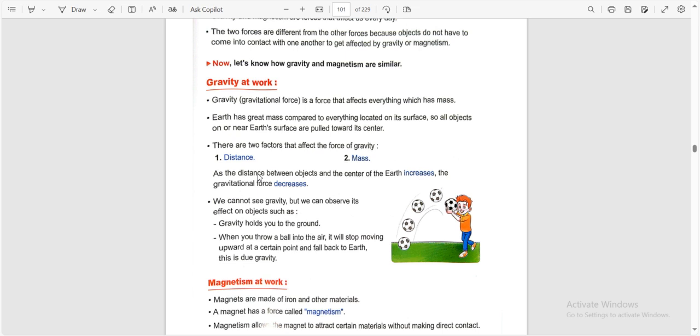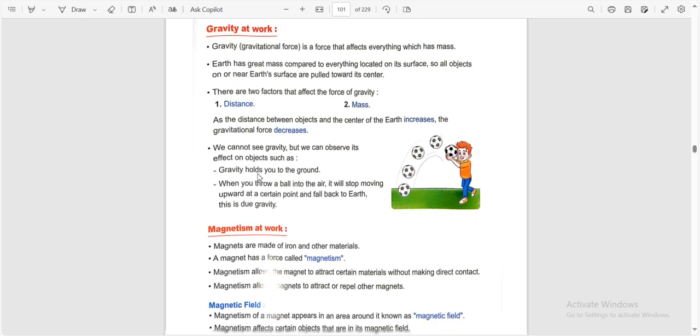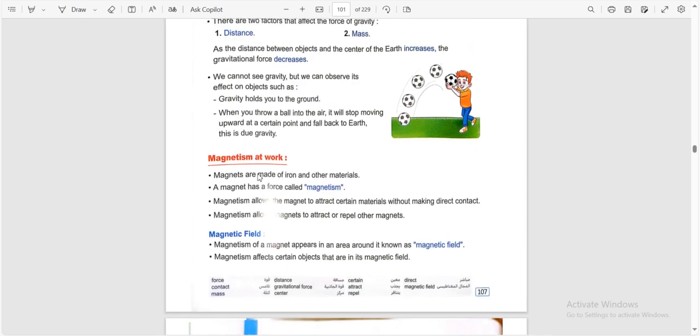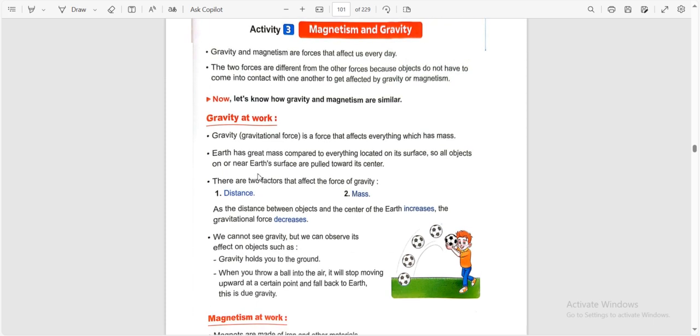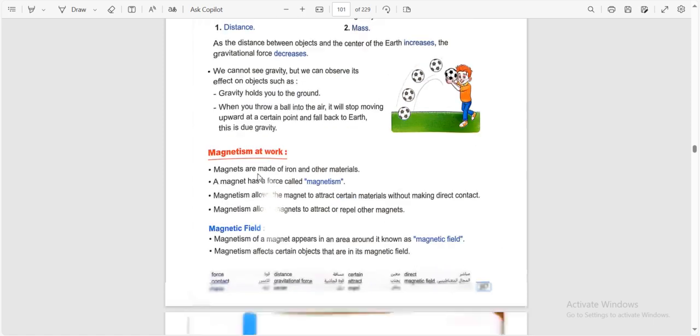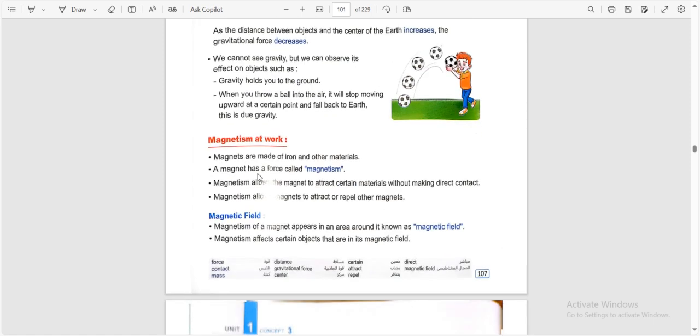But it's the opposite with mass. The more mass the object has, the more attracted it is to the center of the Earth. So the more gravity. So as the mass increases, gravity increases. And gravity is a pulling force only, meaning that it only pulls objects to the center of the Earth. But let's take a look at magnetism.